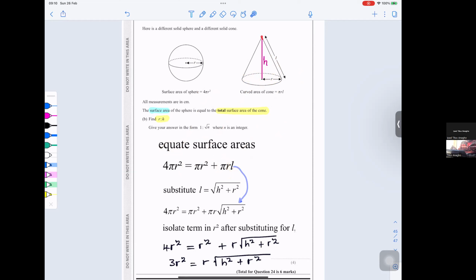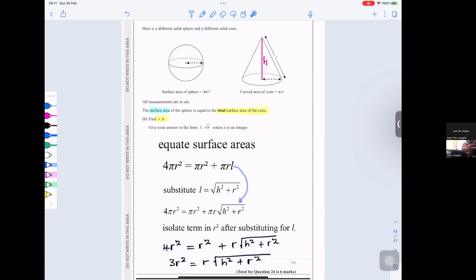So if we look at that shape, we can see a triangle there. And L is that slant height. We have H and we have R. We use Pythagoras. So L is square root of H squared plus R squared. So we want to replace L in that formula. So the 4 pi radius squared stays the same. Pi radius squared stays the same. Pi radius stays the same. Replace L with square root of H squared plus R squared.